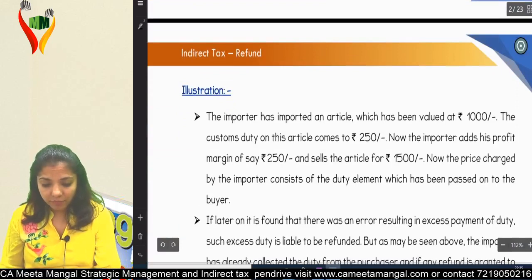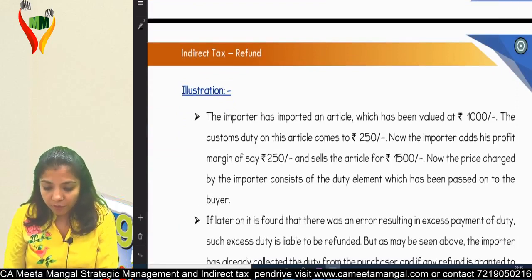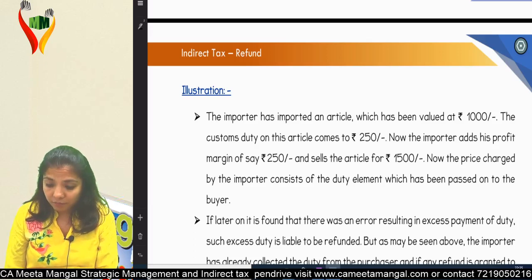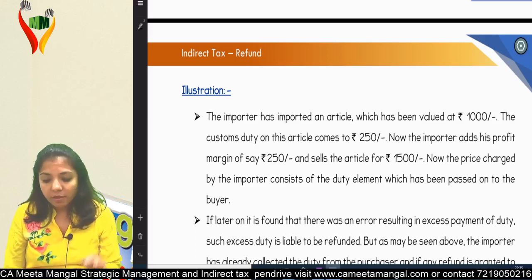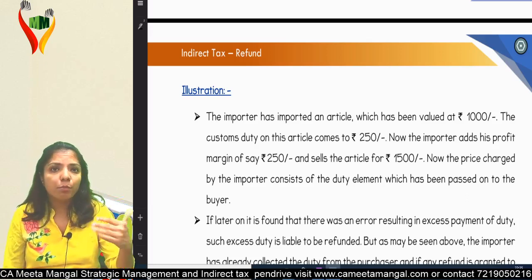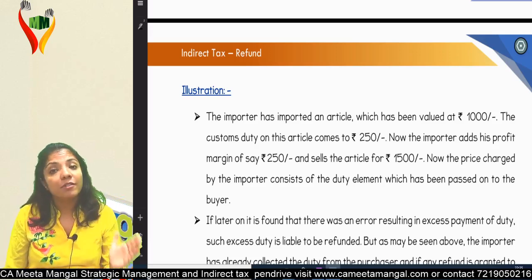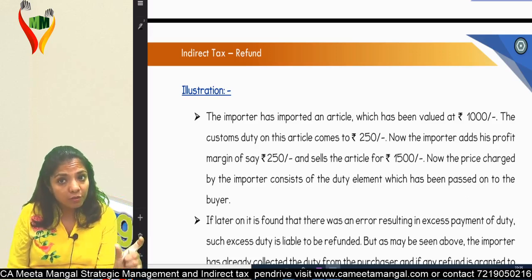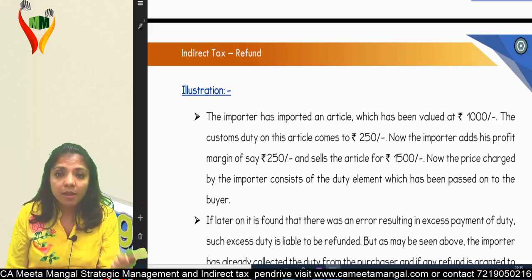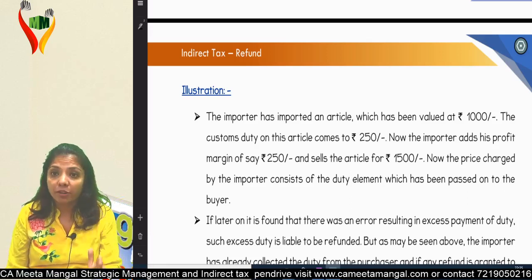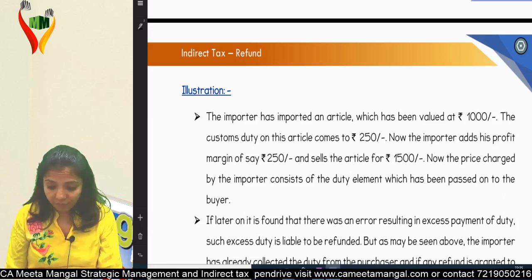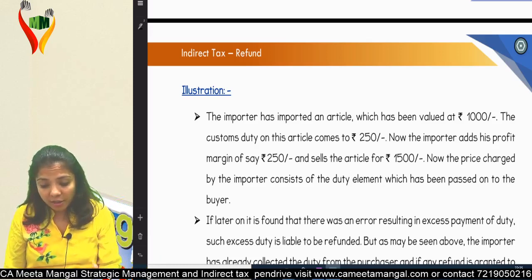Take an example. It's an illustration. The importer has imported an article which is valued at 1000 rupees. The customs duty on the article comes to 250 rupees. Suppose the importer has paid that 250 to the department. Now the importer adds a profit margin of say 250 and sells the article for 1500. 1000 rupees was the value of the goods, the importer has paid 250 as customs duty, and the importer has added 250 as his profit. Total comes to 1500. Now the price charged by the importer consists of the duty element.